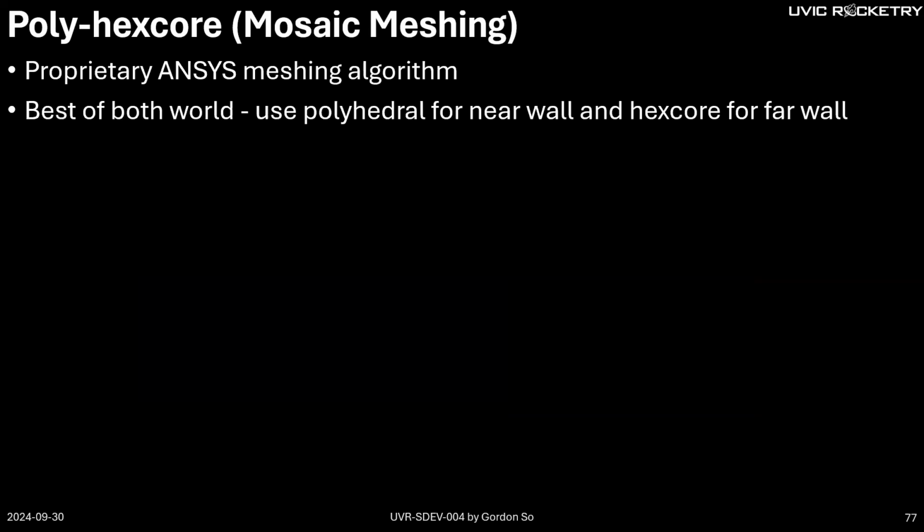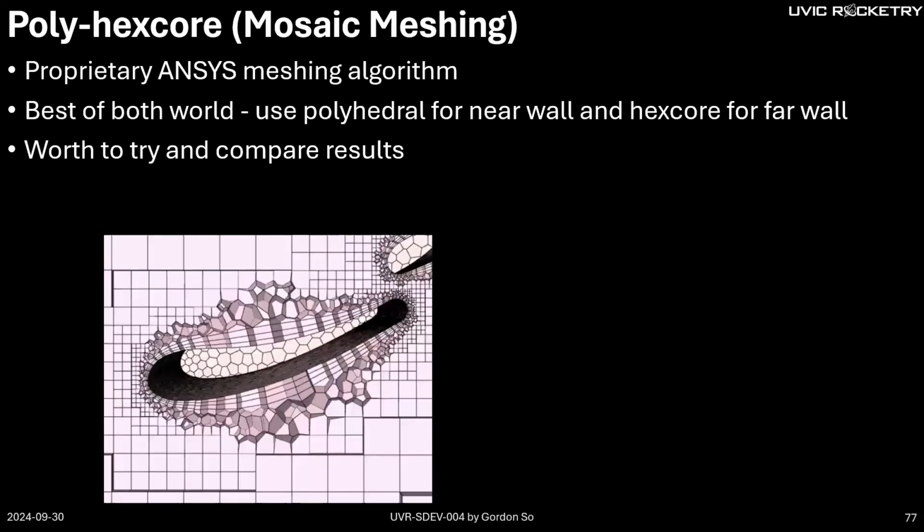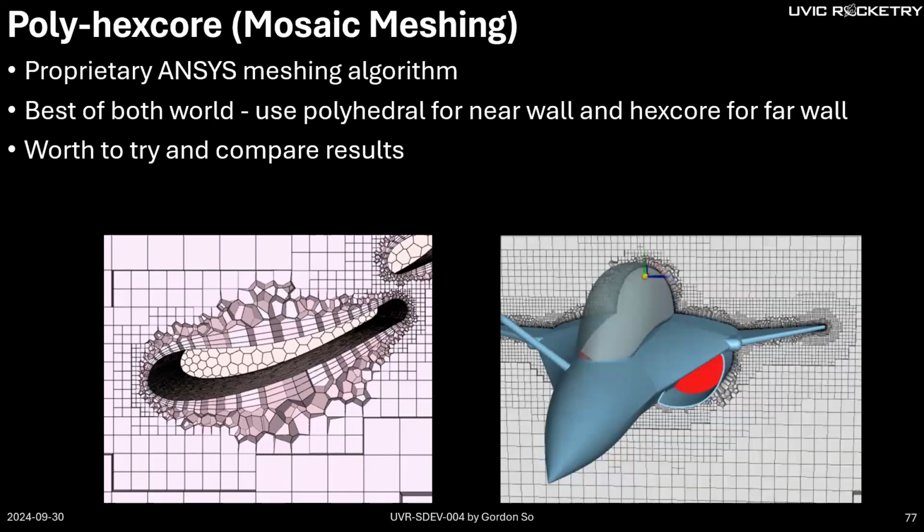So polyhex core is ANSYS proprietary. This is basically balancing the best of both worlds: hex core, the ideal type of CFD cells, and then using polyhedral for really close wall stuff. We have to try and compare your results. What would that look like is basically a mix. You see hex core cells and also polyhedral cells, and you see a boundary layer that we go over later. And this is another example. Farther away from the actual wall, you can see it's hex core, but closer to the wall is polyhedral to resolve all the surfaces.